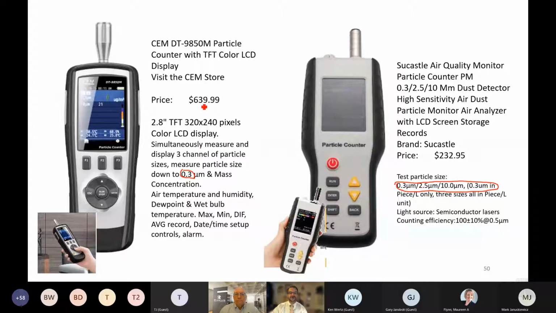But these meters, I found them. This one is $232. I'm not speaking for how well it is, and this one's $639, maybe a little bit better. I don't know. The point of it is that when you use these meters, the main thing that you want to do is compare it to the outside air.